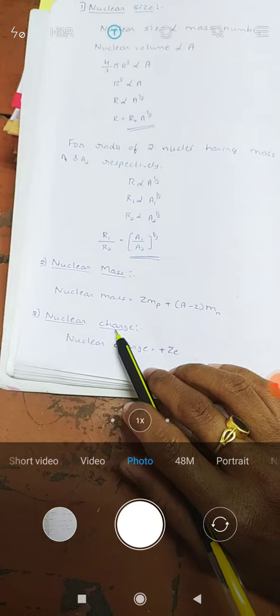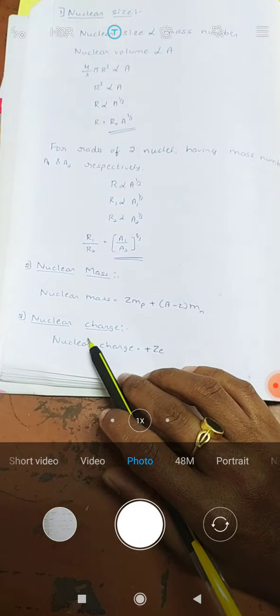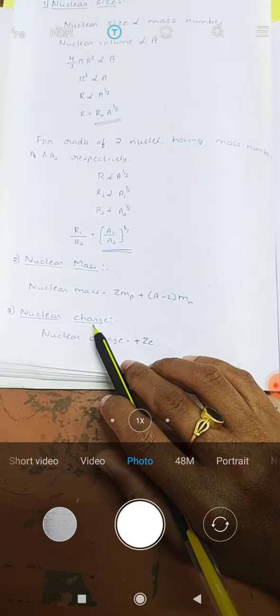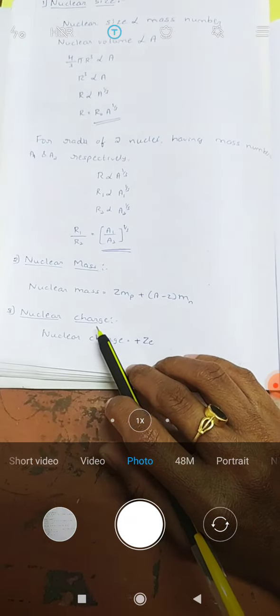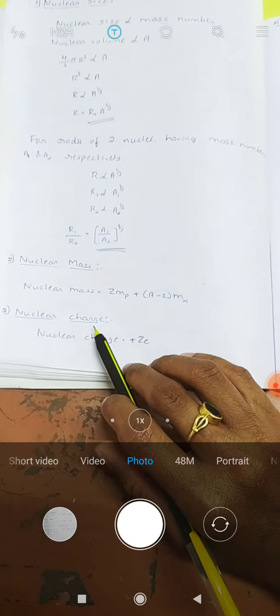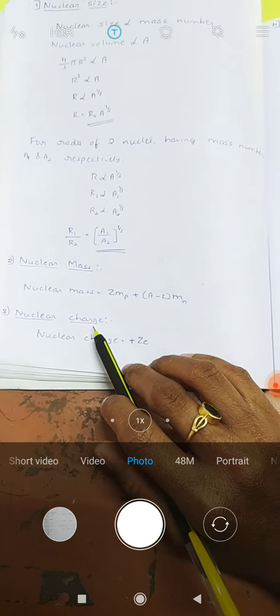And next, intrinsic properties, nuclear charge. The nuclear charge means the charge of the nucleus is due to the charge of the protons inside the nucleus.